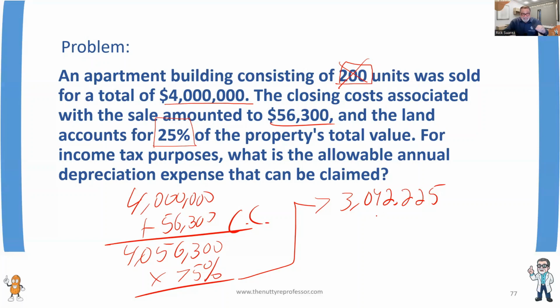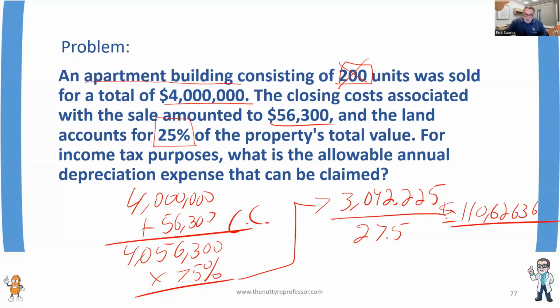Now, what are we looking at? Is this a commercial building or is this a residential property? Well, they're telling us it's an apartment building, and an apartment building, even though it's 200 units, we're used to that. The thing is, you have to change the way you think here because this is IRS. This is not real estate, right? So you're going to divide by 27.5. And that answer is going to be 110,626 with 36 cents. And this is how much the investor gets to depreciate the building every single year for the next 27.5 years.